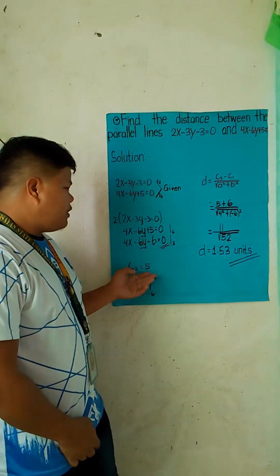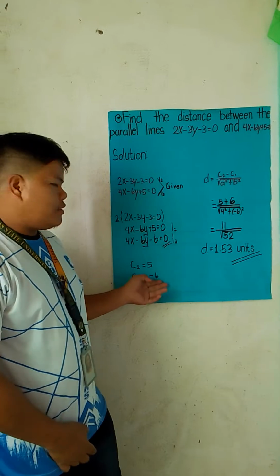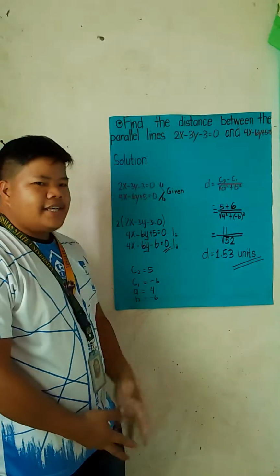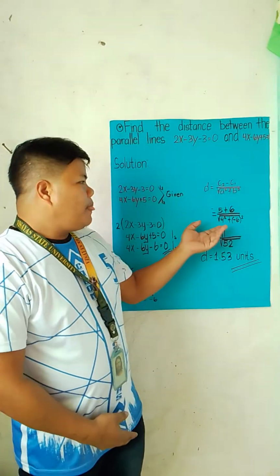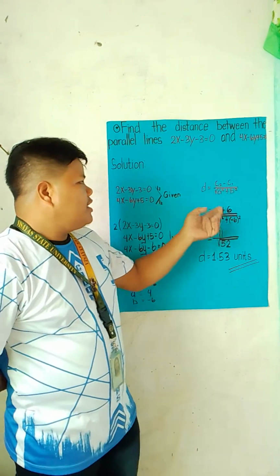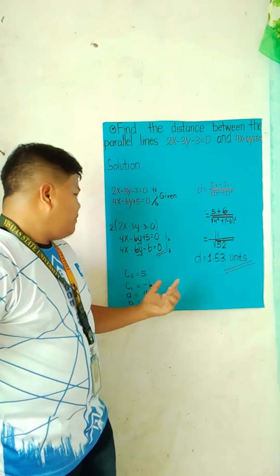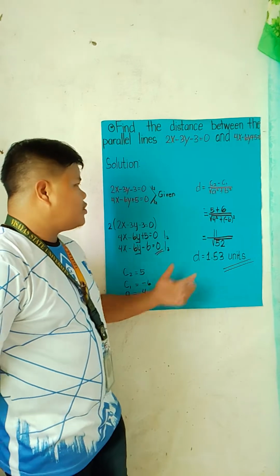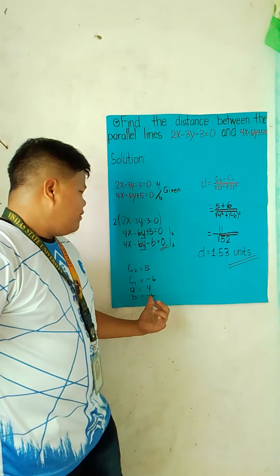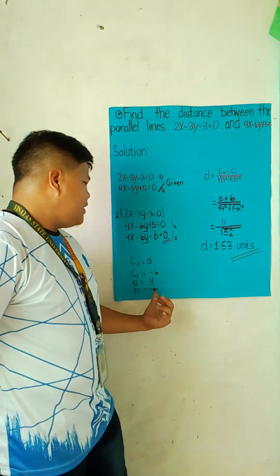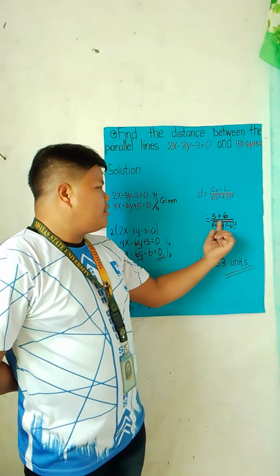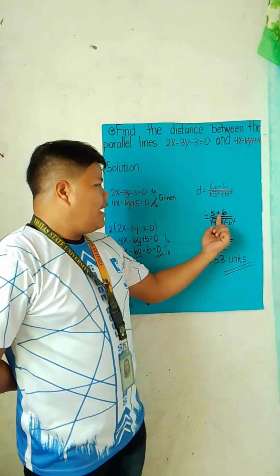c sub 2 is equal to 5, c sub 1 is equal to negative 6, a is equal to 4, and the value of b is negative 6. We simply substitute the given values, in which c sub 2 is positive 5 and c sub 1 is negative 6. So the operation here is subtraction, and the sign of 6 is negative, so we simply move to the next operation, in which it will become an addition.